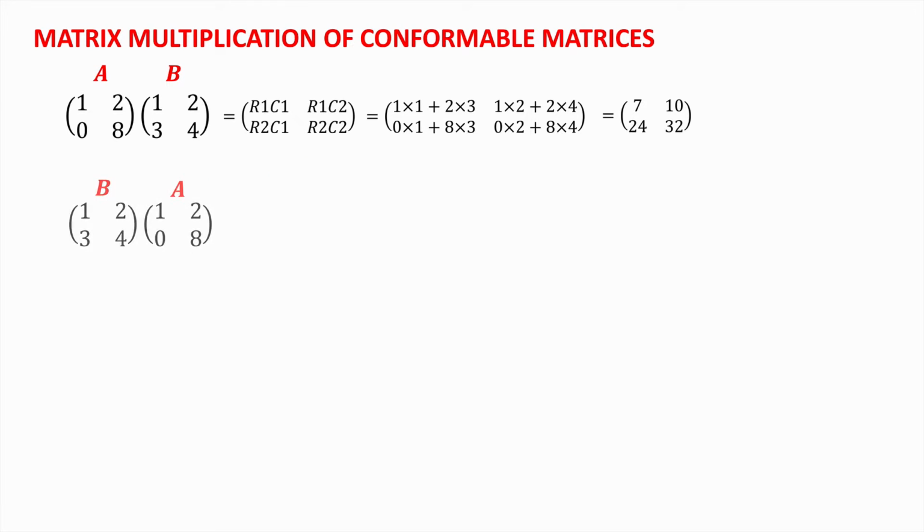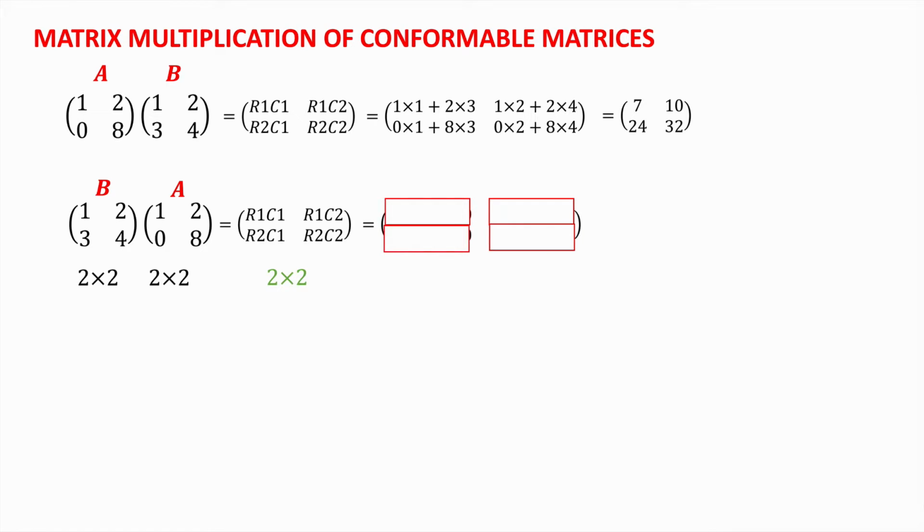Now let's look at another example. B times A. Notice I switched the order. Now B times A is the same as the first step. To find row 1 column 1, we take the first row of the first matrix multiplied by the first column of the second matrix. To get row 1 column 2, we take the first row of the first matrix multiplied by the second column of the second matrix.